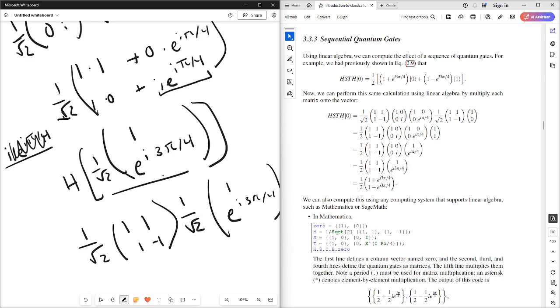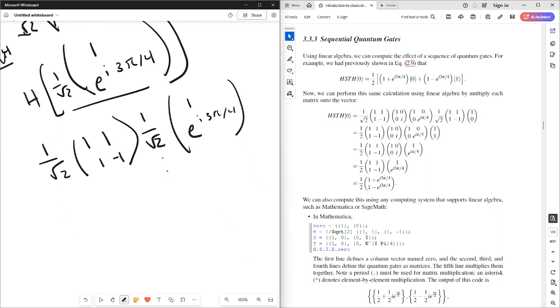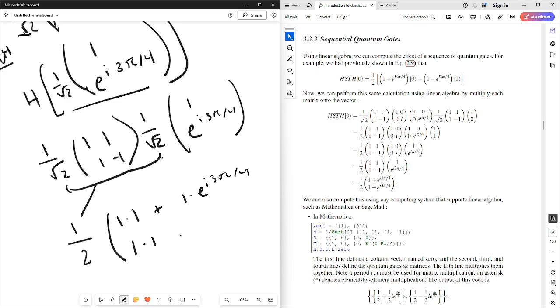Pi over 4. Finally, we'll see that these will come together and form 1/2. And we'll just follow through the exact same way that we've been doing things before here. So 1 times 1 plus 1 times e^(i3π/4), and 1 times 1 minus 1 times e^(i3π/4).